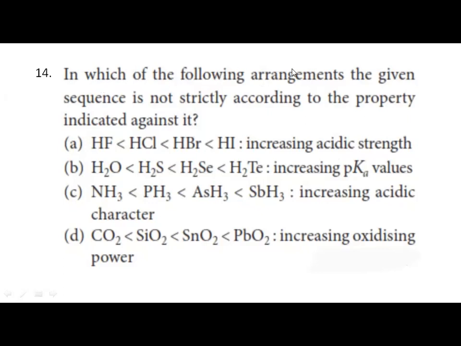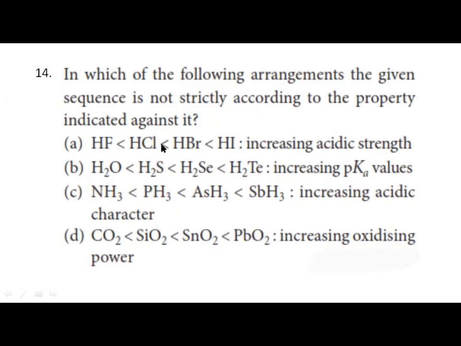In which of the following arrangements is the given sequence not strictly according to the property indicated against it? Okay, let us see. HF, HCl, HBr, HI, increasing acidic strength. H2O, H2S, H2Se, H2Te, increasing pKa values. NH3, PH3, AsH3, SbH3, increasing acidic character. CO2, SiO2, SnO2, PbO2, increasing oxidizing power.